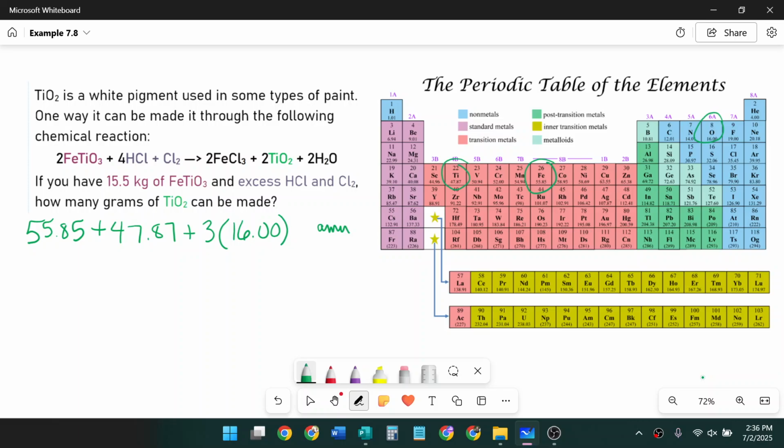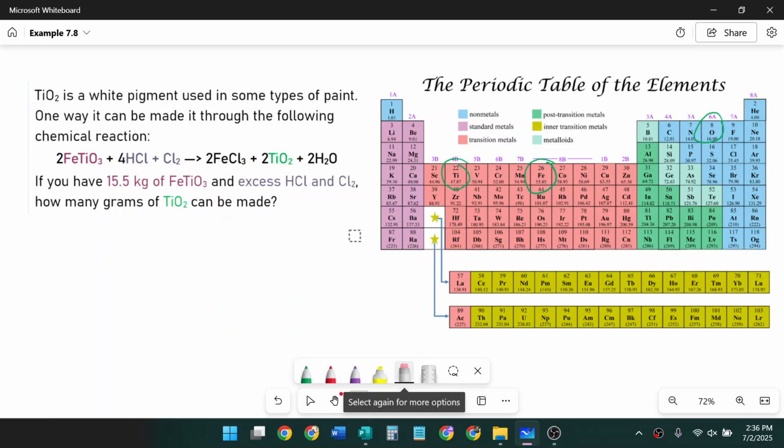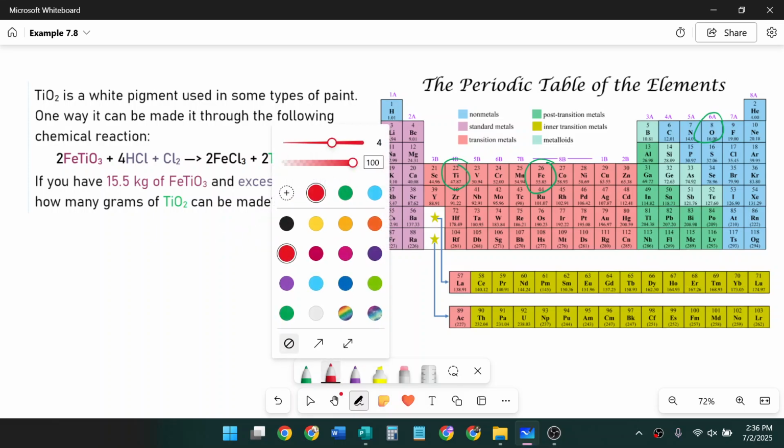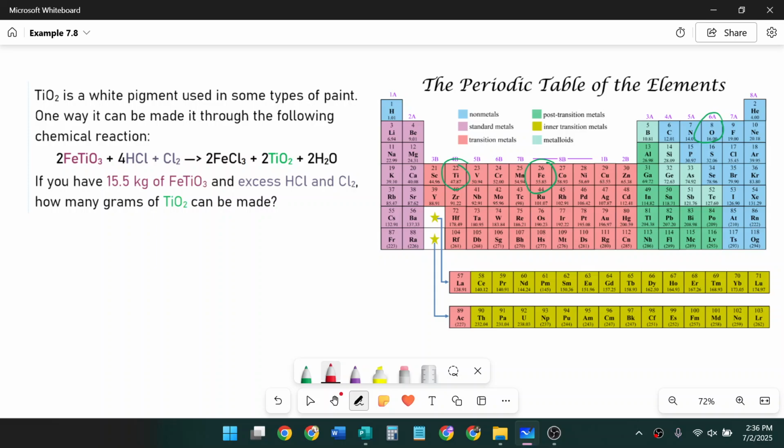You know what, I just realized I wrote in the wrong color. Boo. I thought I had the red selected, but I didn't. I'm going to fix that real quick because that will make it easier to read if I have it in the right color. Red. Yes, I want to use red. Okay.